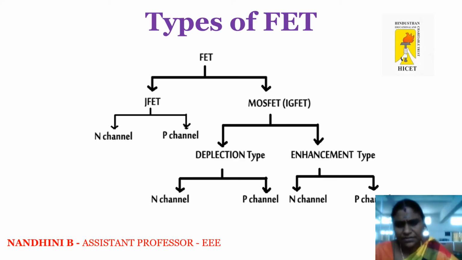Types of FET. We have two types, JFET and MOSFET. In JFET, we have two types, N-channel JFET and P-channel JFET. In MOSFET, we have two types, depletion type and enhancement type. In depletion type also we have two types, N-channel depletion MOSFET and P-channel depletion MOSFET. In enhancement type also we have N-channel enhancement MOSFET and P-channel enhancement MOSFET. So these are the types of FET.